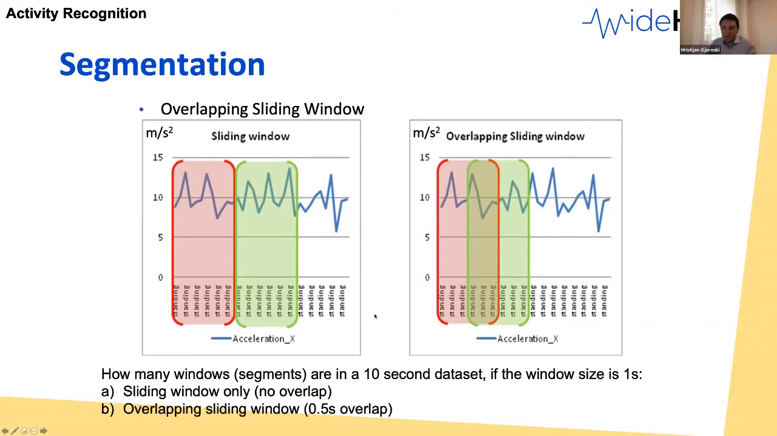For example, 1 second. In this 1 second you take the data, which is, I don't know, 50 data samples or 100 data samples. It depends on the sampling frequency. And you calculate features out of this window. So each window is a feature vector.